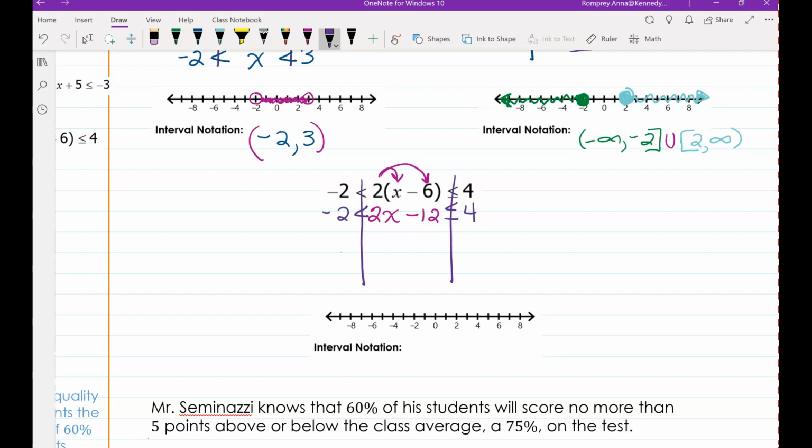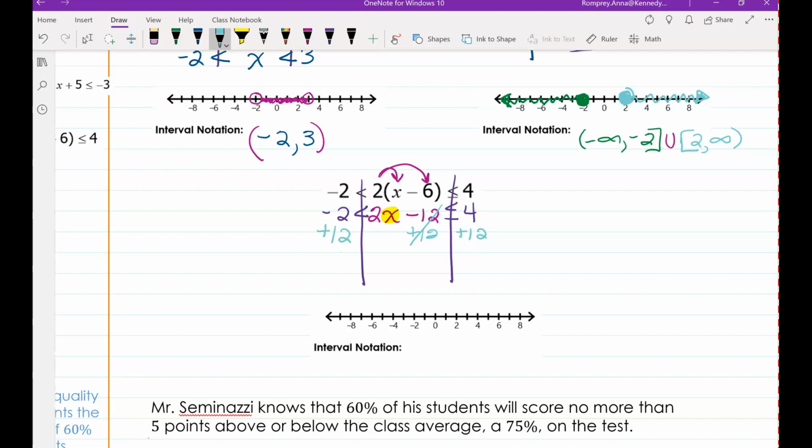And now isolate our variable. So get x by itself. So 2 times x minus 12. I'm going to undo that subtraction first. So I'm going to add 12 to each piece.